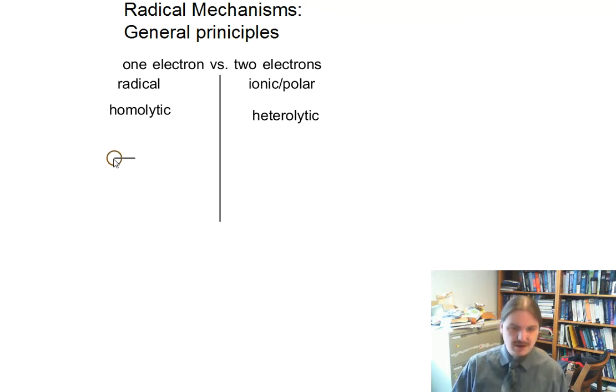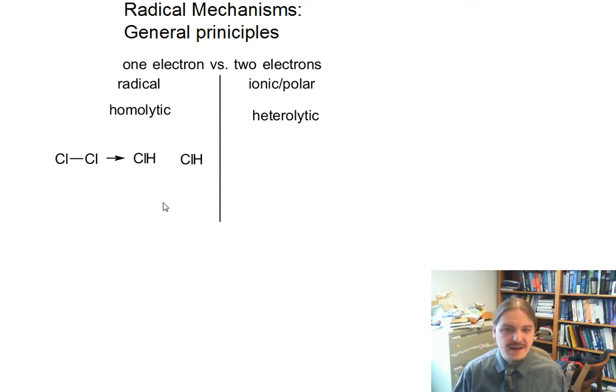So let's just pick an example that's relevant to radical chemistry, which is the homolysis of the chlorine-chlorine bond. A radical process that breaks the chlorine-chlorine bond is one where each chlorine atom ends up with one electron from the chlorine-chlorine bond. So let's add chlorine. Okay, so here we go. One electron from the chlorine-chlorine bond goes to one chlorine, the other goes to the other chlorine.